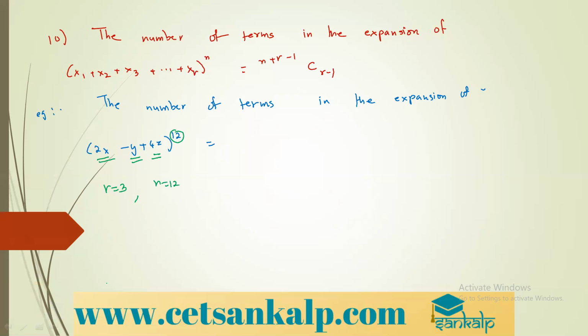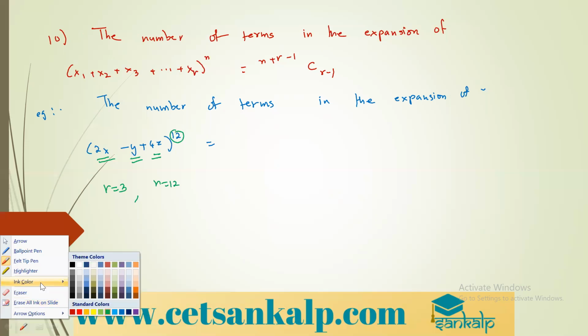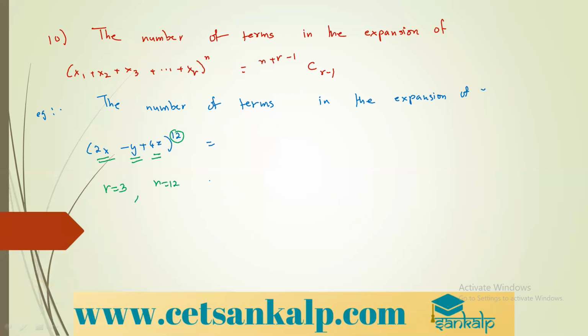So in the formula, if I put these values, first compare and find these values. I will have (n + r - 1) C (r - 1). That means 12 plus 3, 15, minus 1, 14 C 2. That is 14 into 13 by 2 factorial. So 91 terms will be there in this expansion.